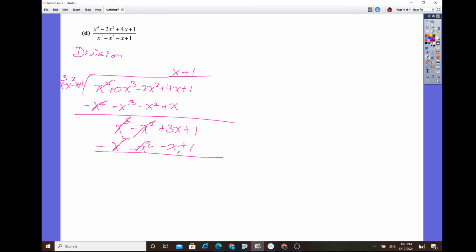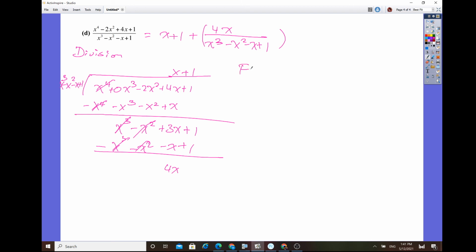So 3x minus negative x, so 4x. This one, just rewrite it. What we got here is x plus 1, and then plus 4x all over the same divisor, x cubed minus x squared minus x plus 1. And now for this one, the remainder over the divisor, we need to decompose that rational expression.